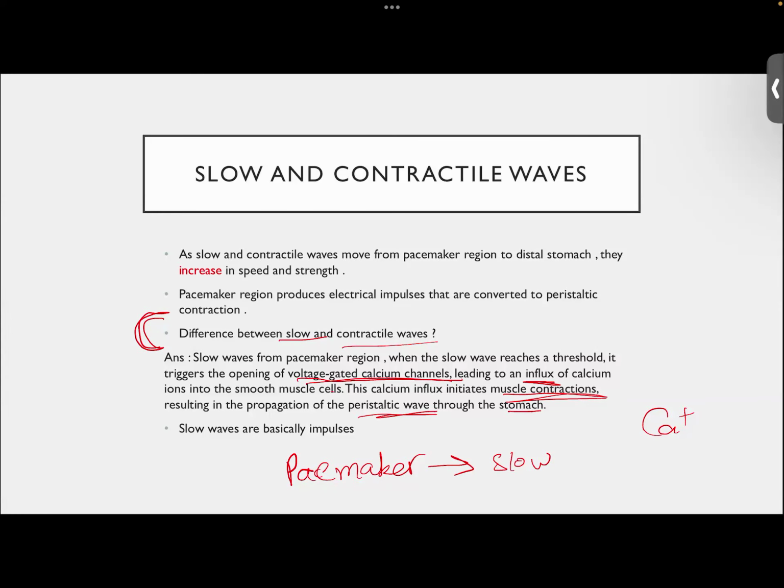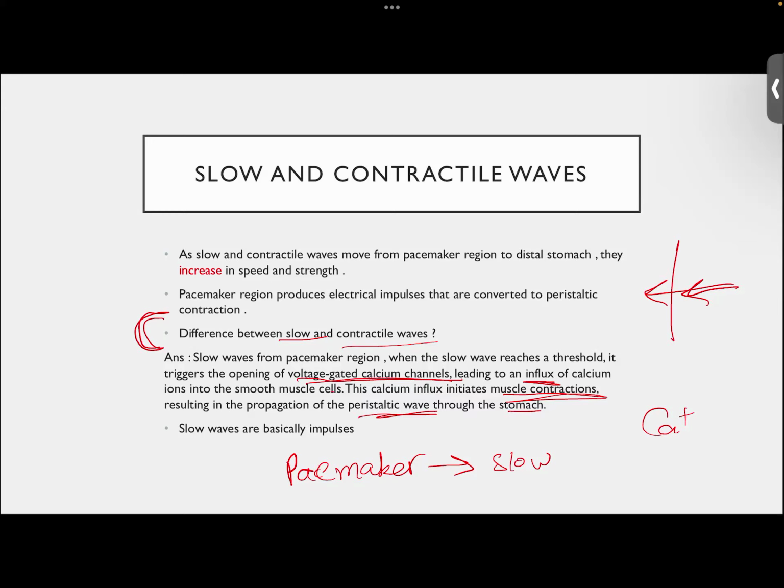So the pacemaker leads to slow waves. And then the slow waves overcome a threshold, leads to the influx of calcium coming into the cell. If this is the cell, the calcium is coming into it. And then the calcium in the cell leads to further contraction. And this further contraction is peristaltic contraction. Peristaltic contraction or contractile waves.